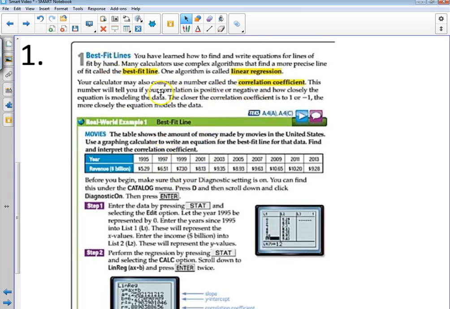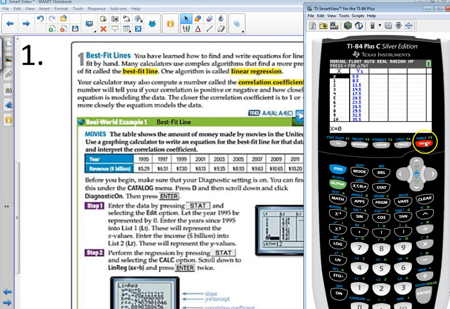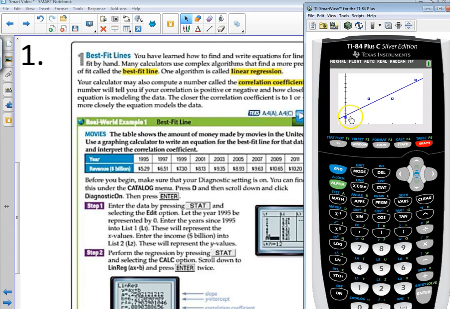Basically one more thing about this, it's called a correlation coefficient. And that basically tells us how well that fits the data. If it's not really fitting, we call it a weak correlation. Now, if we were to look at our last problem's example, and we look at the graph, we would say this has a positive correlation. But let's see what the correlation coefficient would be.